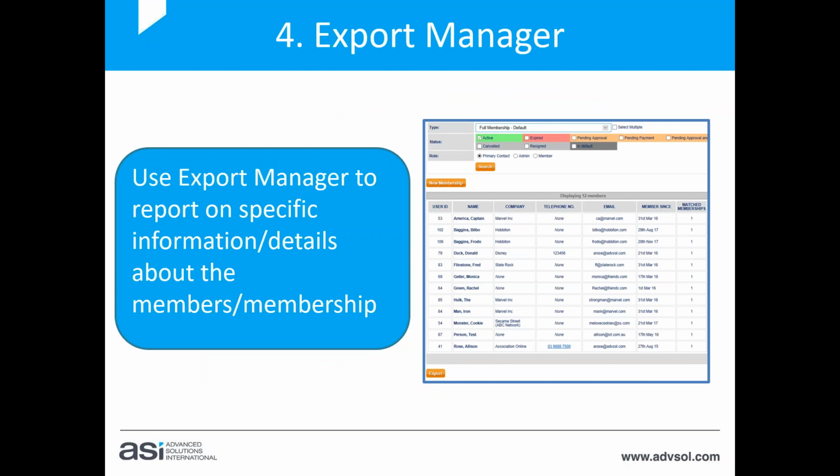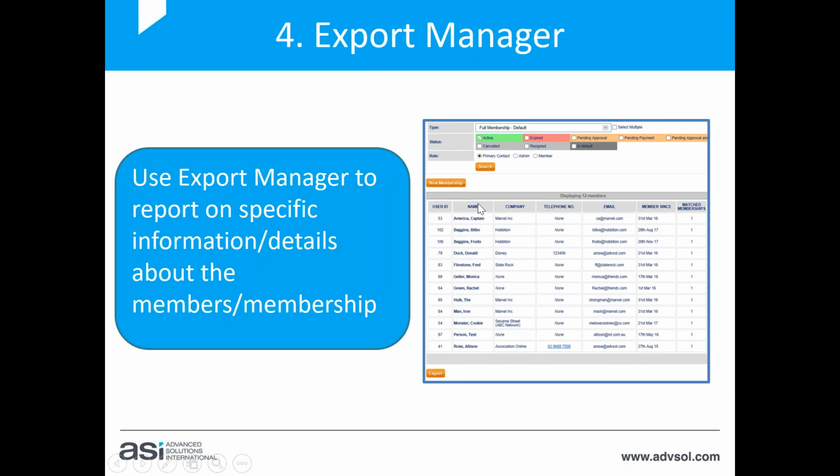So if you want to report on specific information or details about the membership, you need to use the membership list and then click on the export button. I'm going to give you a couple of examples now. One example that comes up frequently is that people want to know the names of the primary contacts for all current active members. Who are the primary people as part of that membership? Or it could be a list of all expired memberships for the past 12 months and the details of the members who have expired. Okay, so there's a couple of options there.